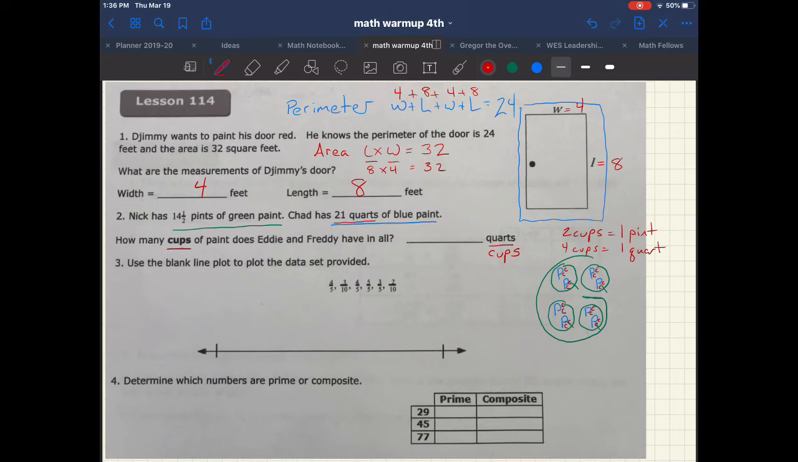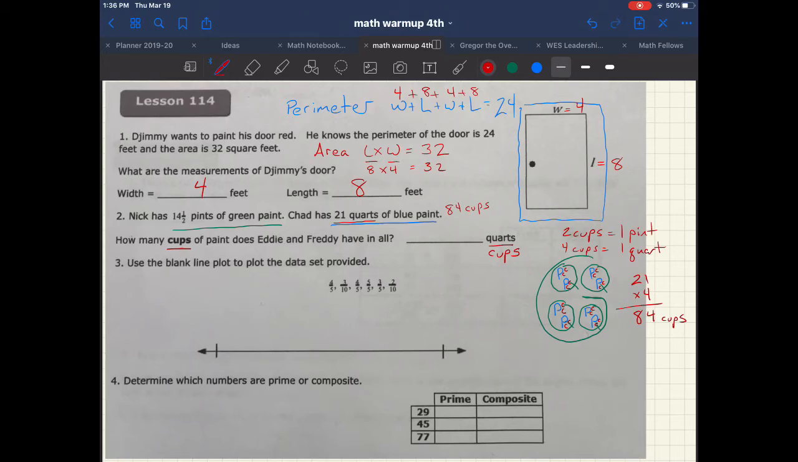So Chad with his 21 quarts, there's 4 cups in every quart. We just need to do 21 times 4. 4 times 1 is 4. 4 times 2 is 8. Looks like 84 cups. So the 21 quarts is 84 cups.